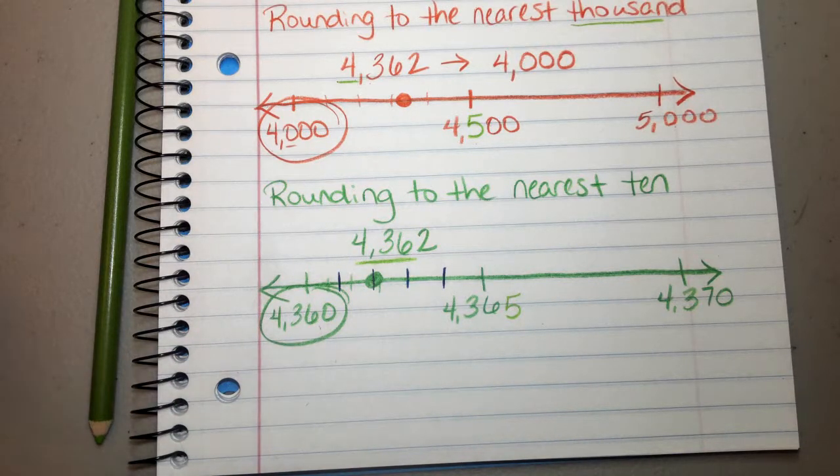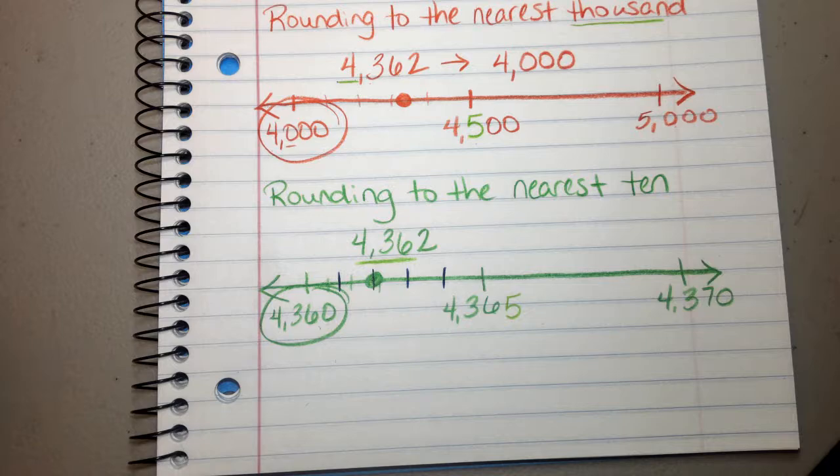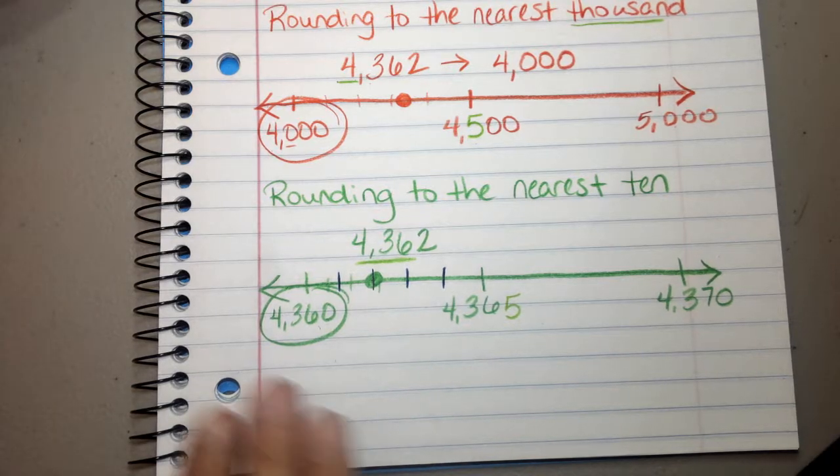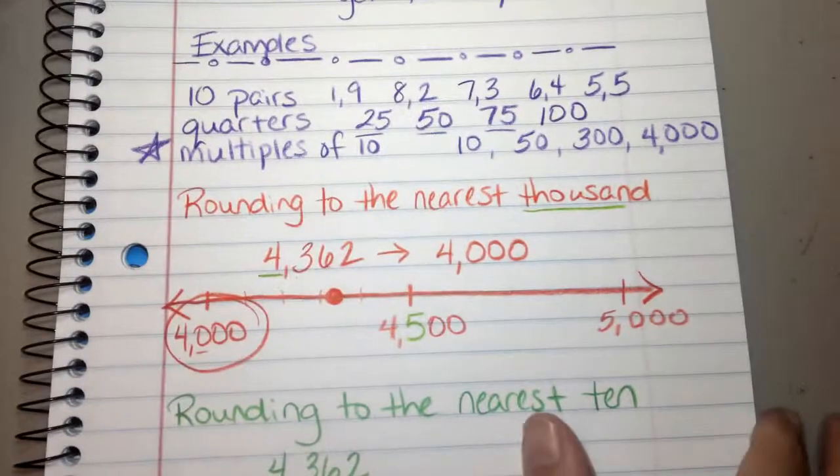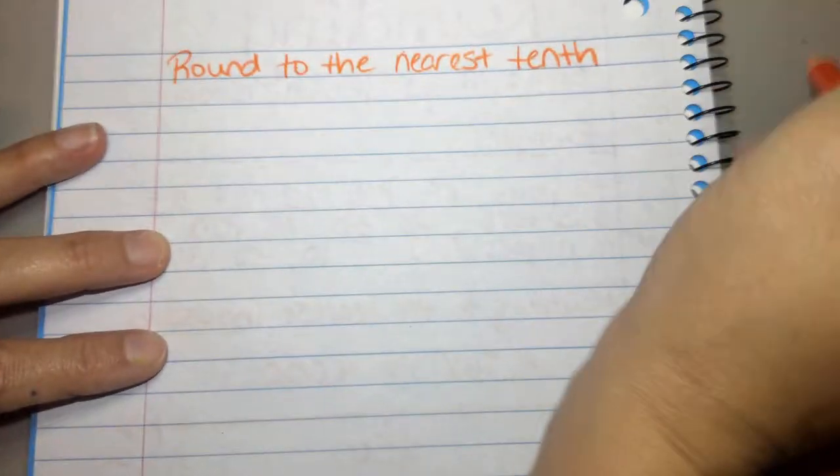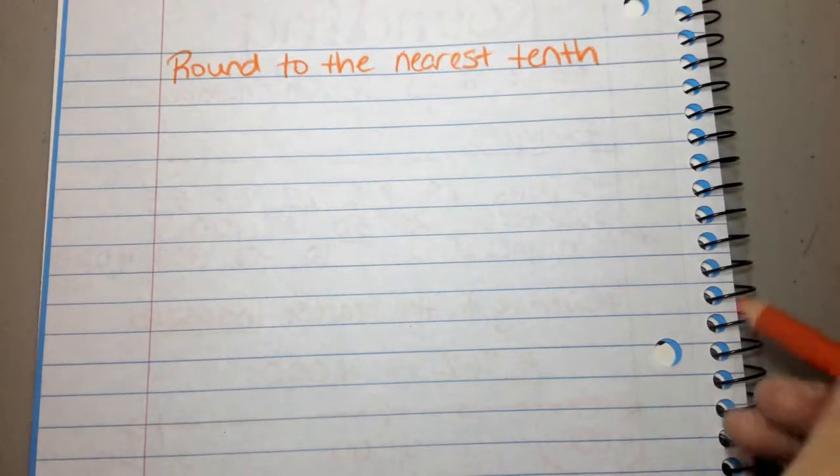Okay, so this keeps working when I'm dealing with decimals. Okay, so I'm actually going to have to work on the back of my page. If you still have room on the front of your page, you're fine. But now I'm going to round to the nearest tenth. Okay, all right. And I'm going to do this with two different numbers.